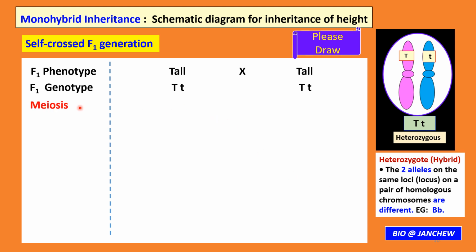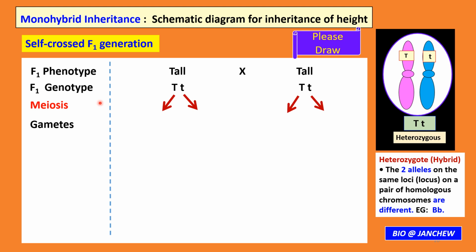Next is meiosis. For meiosis we draw arrows. Now we have to draw two arrows because of the gametes formed. There are two types of gametes formed from each organism. The same principle applies as earlier.